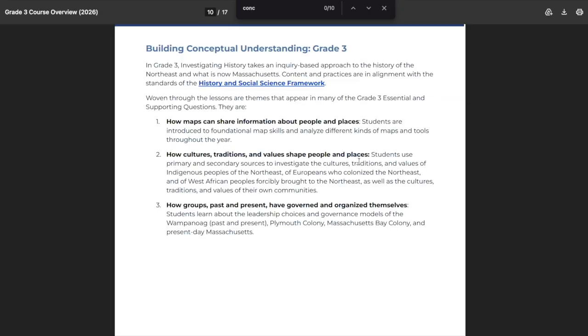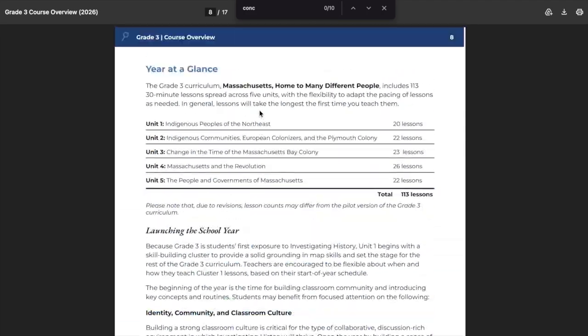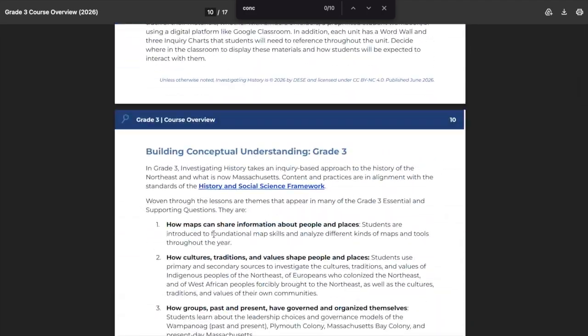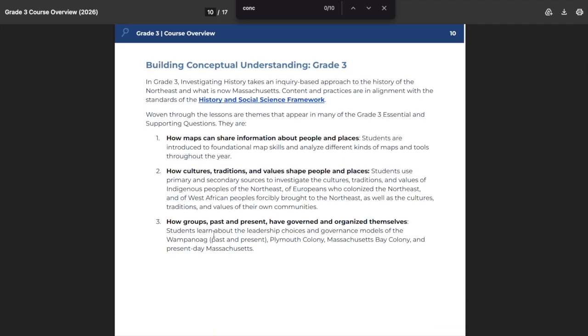Now, I want to show you an example of this in action. Investigating History, which is the Massachusetts Department of Education history curriculum for some elementary and middle school grades, does this well. So I'm just going to highlight how they do it. Here in the course overview, they talk about all the different courses, all the units and the unit names, and it gets into all of the specific standards. But here they identify 3 key concepts for grades 3, 4, and 5. So I'll show you each of them.